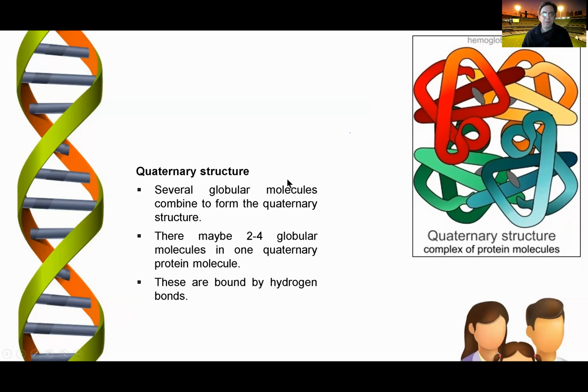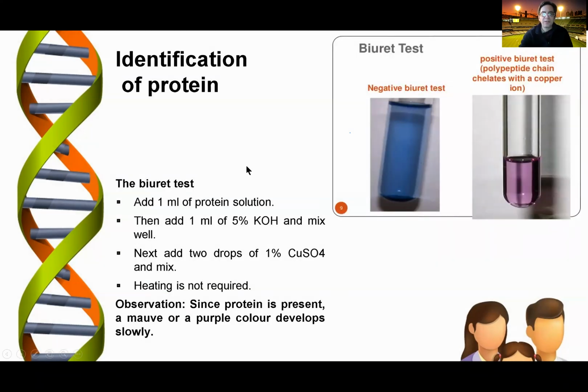The quaternary structure is the final class of protein structure, which occurs mostly in globular proteins and molecules like myoglobin, which are bound largely by hydrogen bonds. A good example is hemoglobin, which has lots of different subunits and basically carries oxygen around the body. The structure of these proteins is basically what gives them their function.